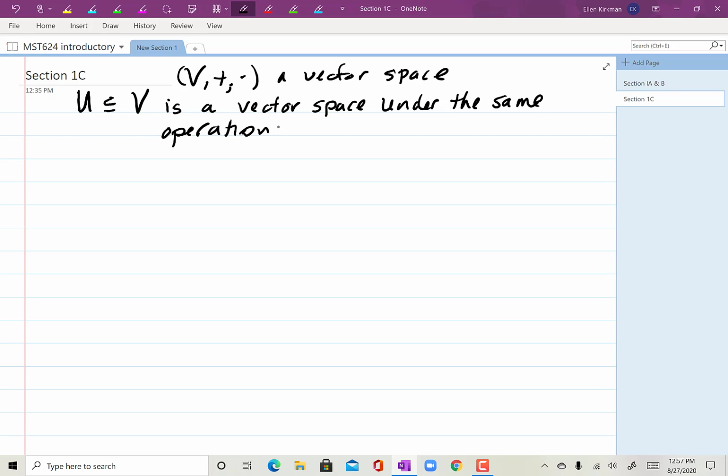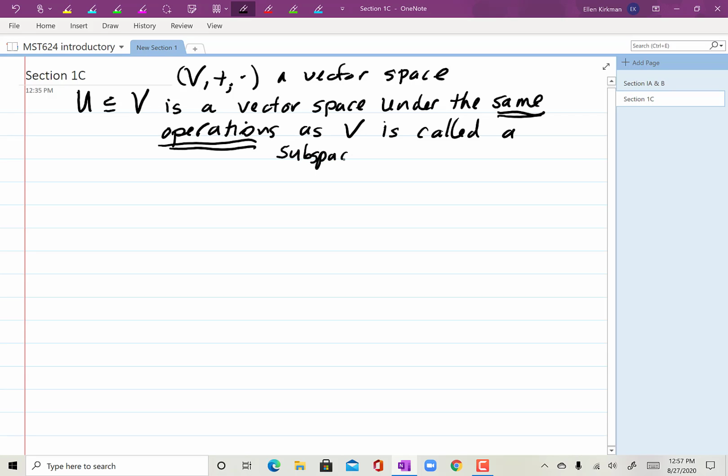As V. And the same operations is the important part. It's not just another vector space that lives in V, but it's a vector space under the same operations as V. And so then it's called a subspace of V.